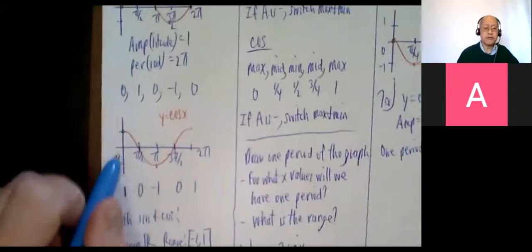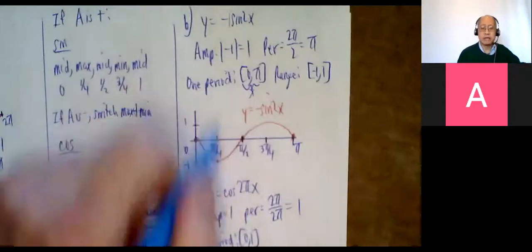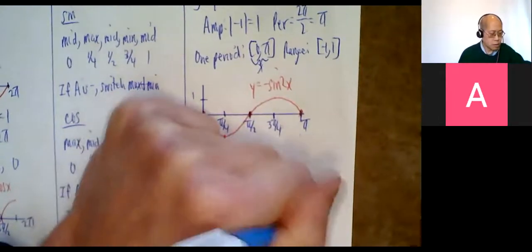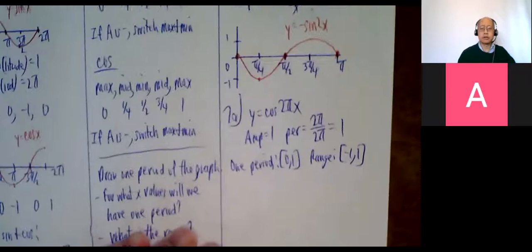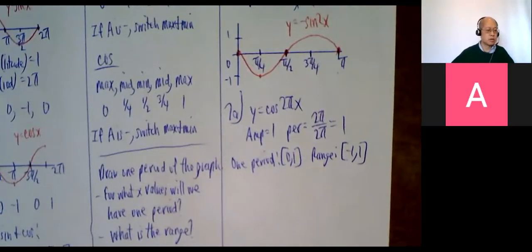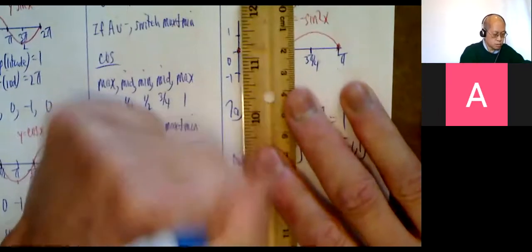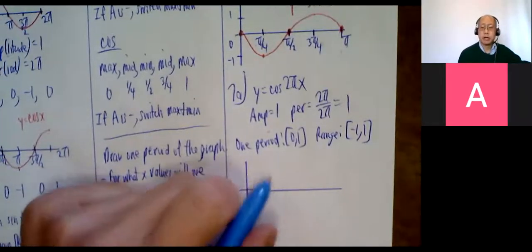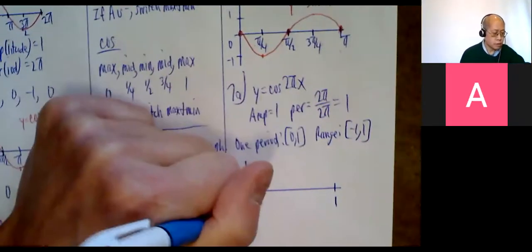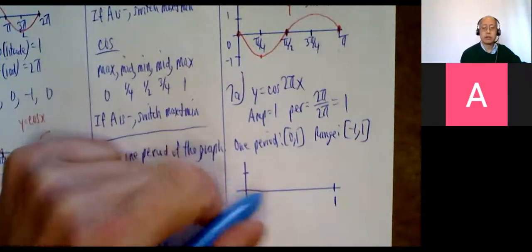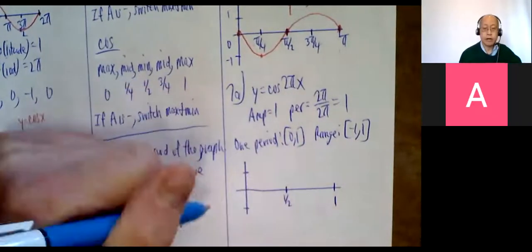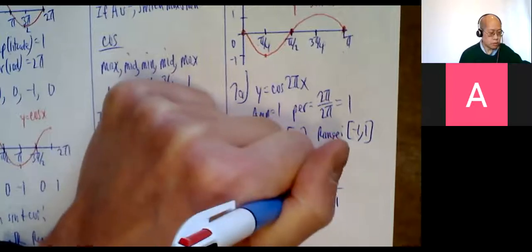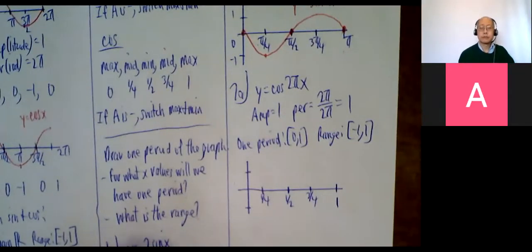My basic cosine or sine function goes from -1 to 1. That doesn't change because the amplitude here is 1. Okay, so the range is still going to be -1 to 1. No change there. So 1, -1, 1. Cut it in half, 1/2. Cut those in half, 1/4, 3/4. Right?